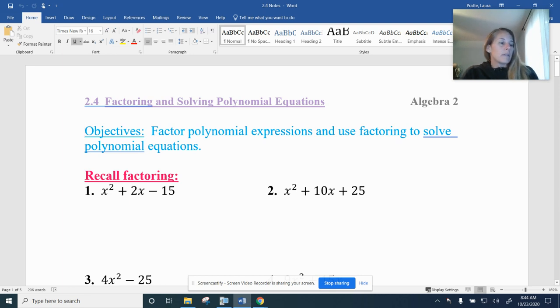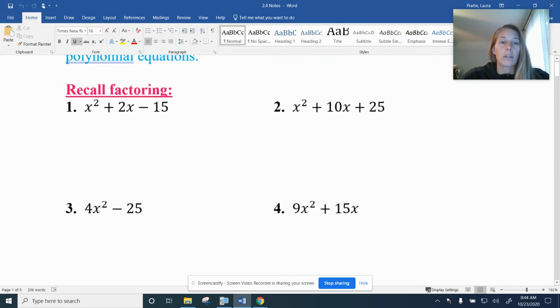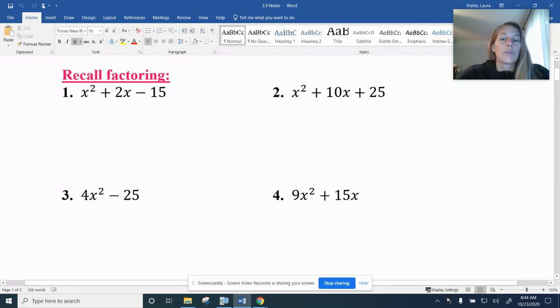Okay, so our next lesson is on factoring and solving polynomial equations. So first, let's review some factoring that we had done back when we were doing the chapter on quadratics. So there's basically, you can have quadratic trinomials or you can have quadratic binomials. Of course, you could technically have a quadratic monomial, but you wouldn't need to factor anything with that.